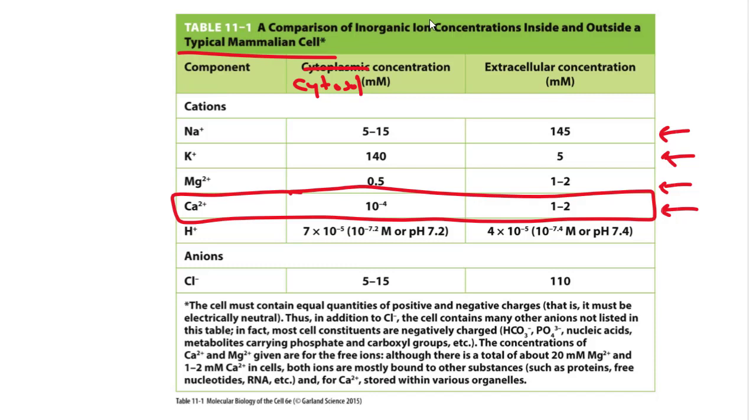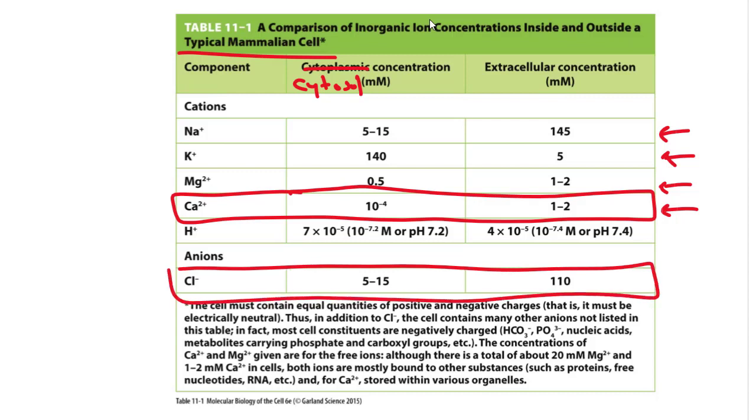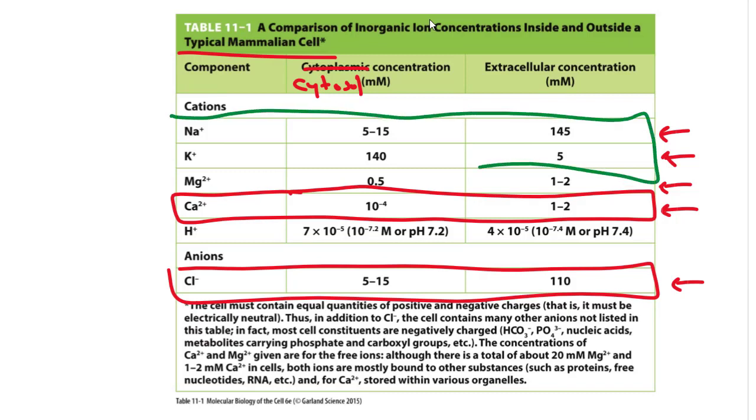And H plus, of course, to maintain pH. And Cl minus, again, has a gradient similar to sodium, except Cl minus is negatively charged, so its potential gradient will be pointing in the opposite direction as sodium. So that is of some importance. The two ions that are really interesting to us for this section, that we're going to be talking about a lot, are sodium and potassium.